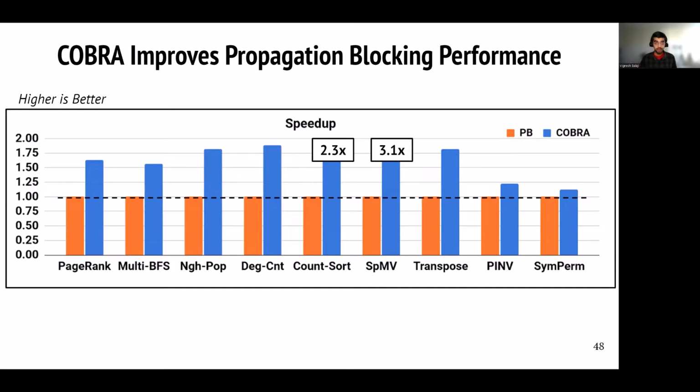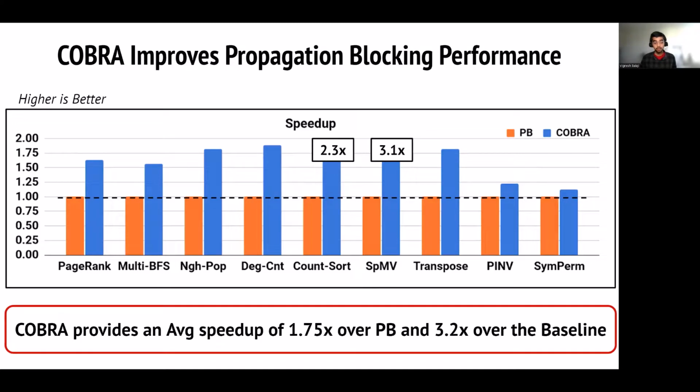Propagation blocking was already a very versatile optimization. By targeting hardware for propagation blocking, we're able to provide performance improvements for a broad range of kernels. In summary, Cobra is able to provide an average speedup of 1.75x over propagation blocking and 3.2x over the baseline cache and optimized version of these workloads.